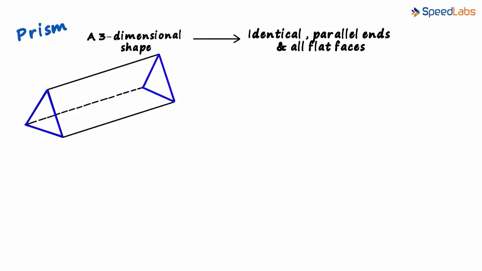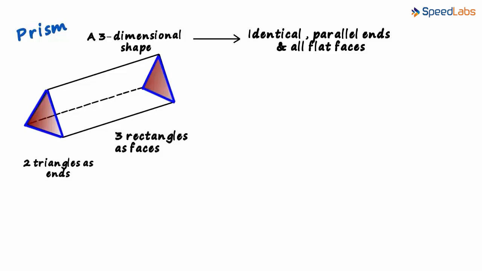Look at the ends of this figure. It's a long figure with two ends. Now let me color the two ends for you. This figure has two triangles at its ends. And it has three rectangles as faces. This one in the front, one at the back, and one at the bottom.